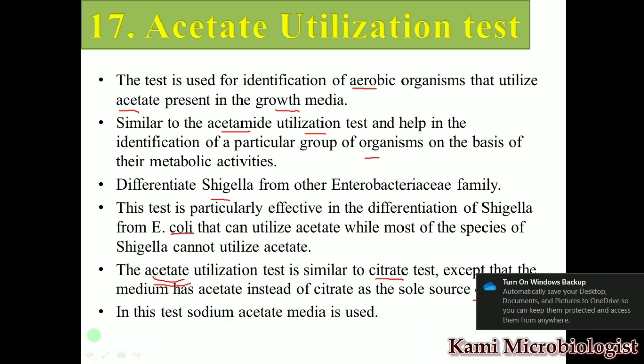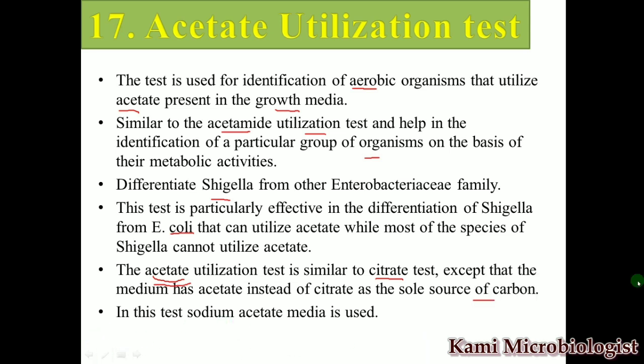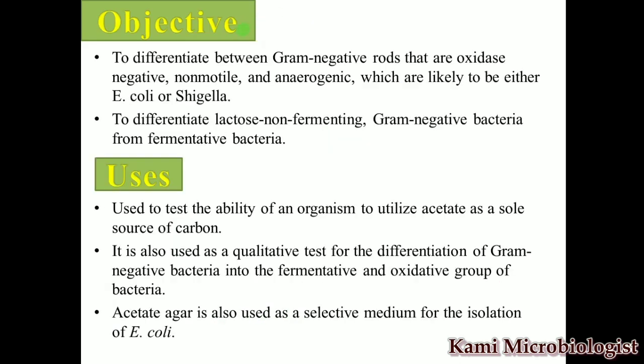Next, in this test we mostly use the media which we call sodium acetate media. Then we have the objective of the test. The main objective is to differentiate between gram-negative rods that are oxidase negative, non-motile, aerogenic, that is either E. coli or Shigella. Moreover, we can also use this test to differentiate lactose non-fermenting gram-negative bacteria from fermenting bacteria. So these are the objectives.